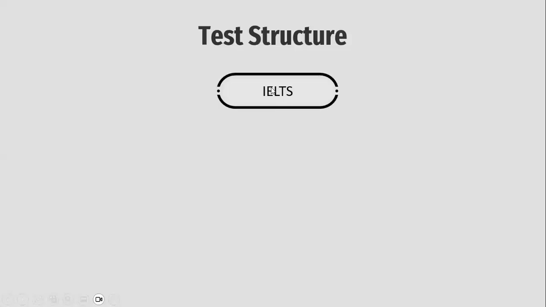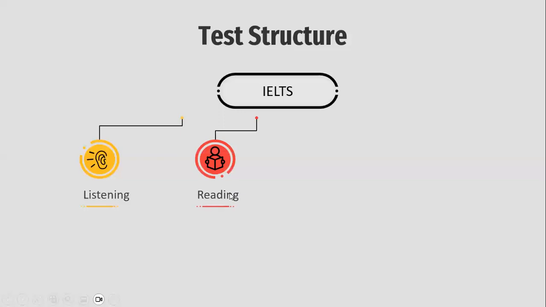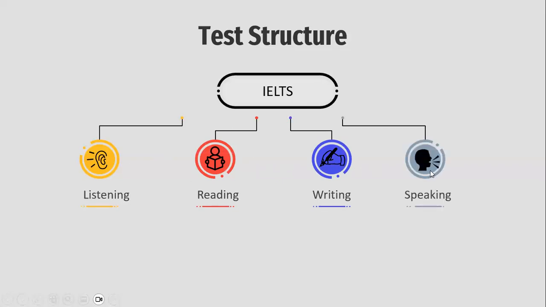Now, let's talk more about the test structure, how the test is divided and how it is structured. First of all, it is divided into four parts, starting with listening. This is the first thing that you're going to come across when you are doing the test. So you're going to get the listening paper. Then you have the reading. After that, writing. And these are together. And the speaking comes after them, all the time.